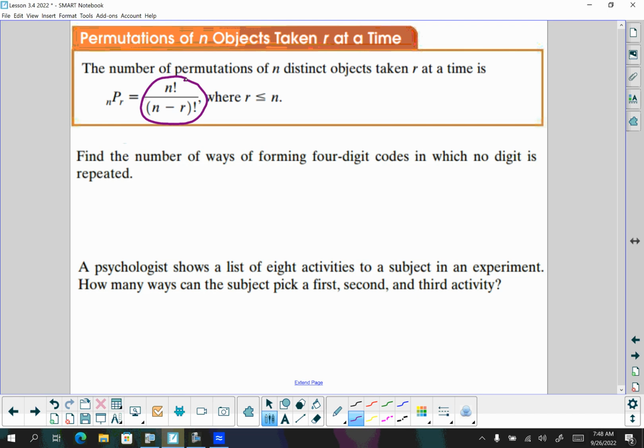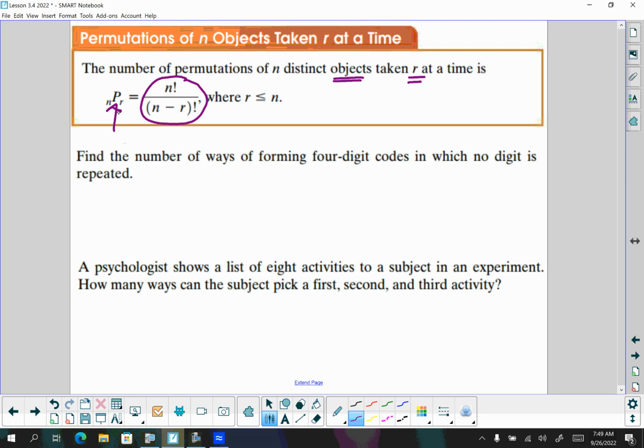My denominator is going to be n minus r, where r is the number of objects that I'm taking out of the group. So let's say it's 15 choose 4. I would have 15 factorial over 15 minus 4 factorial. The notation we're going to use here is a P. You're going to see this quite a bit. On the left is the number of objects we have to choose from, and on the right is the number of objects that we're actually choosing.